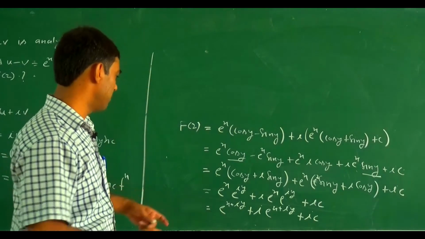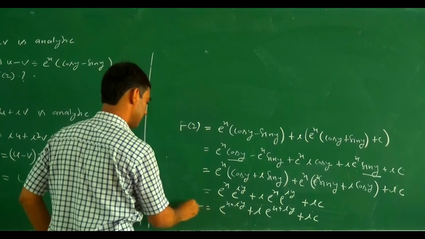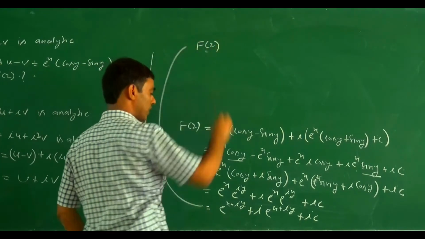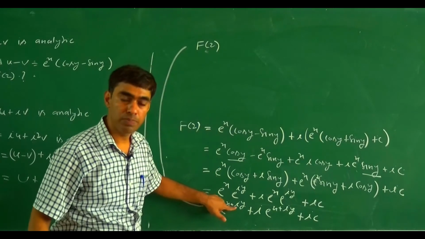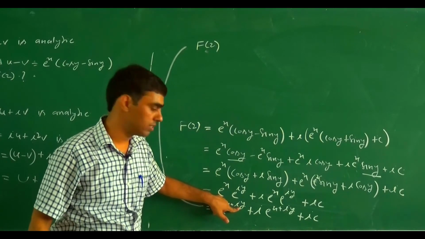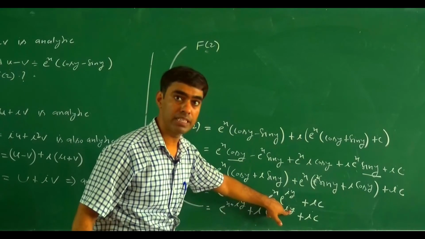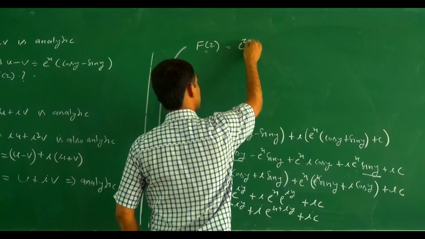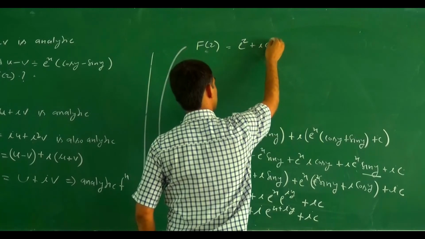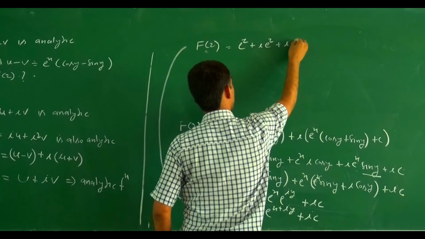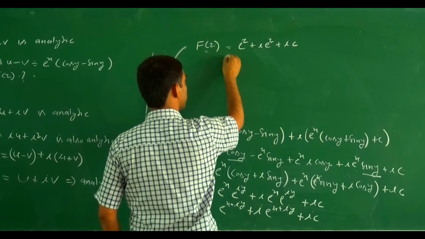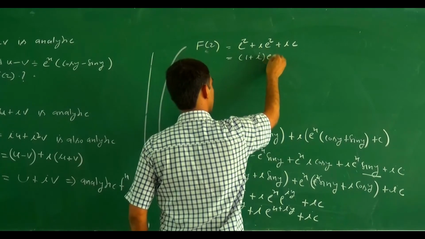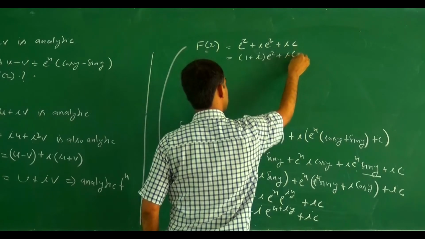What is the value of capital Fz? Now from here, if we write here, capital Fz becomes what? e to power x plus iy becomes z, and x plus iy becomes z. So this becomes e to power z plus i e to power z plus ic, and if we simplify this one, this becomes 1 plus i e to power z plus ic.